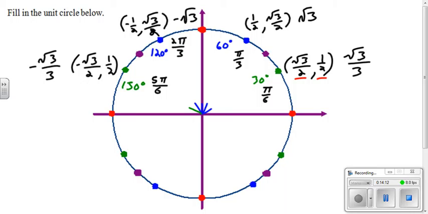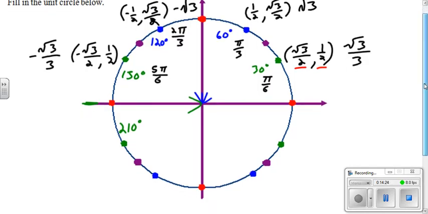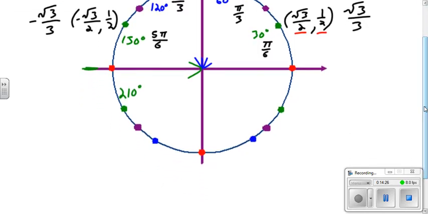Got another green one down here, another 30 degrees away. If we know that this is 180, we go another 30 degrees. We would say then that this is 210 in degree measure. I'm actually going to move this up a little bit so we have some room to work. 210 would convert to 7 pi over 6.